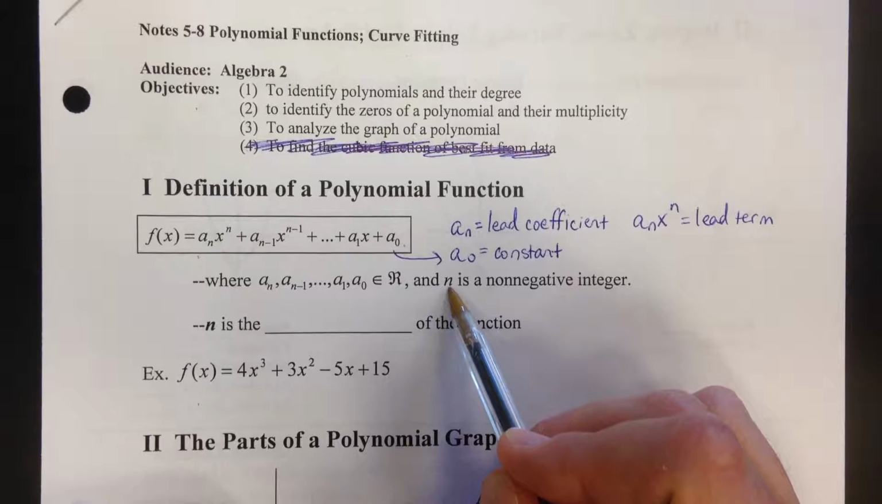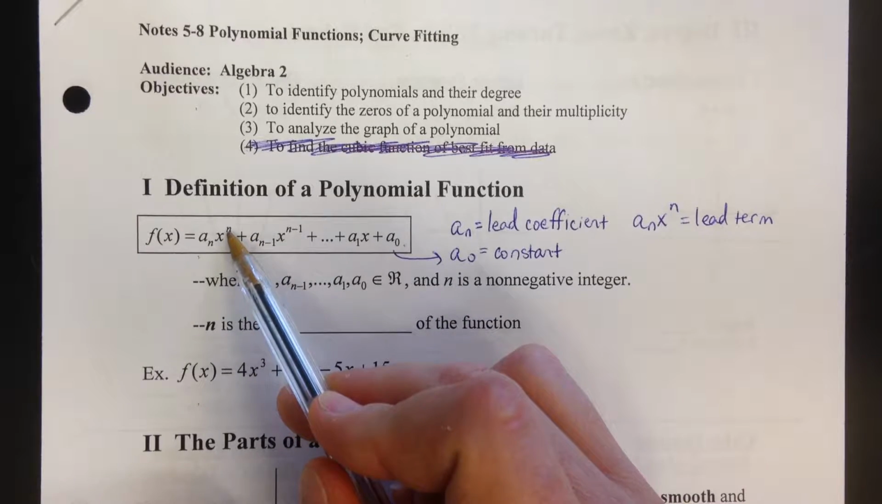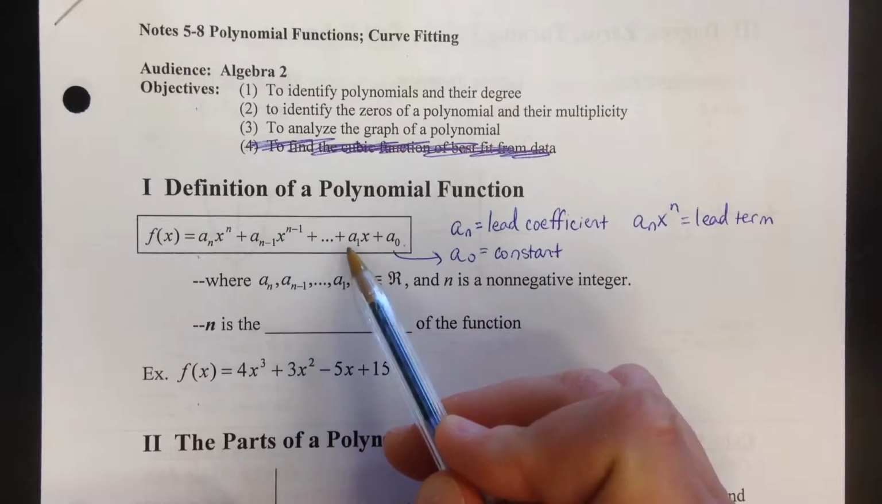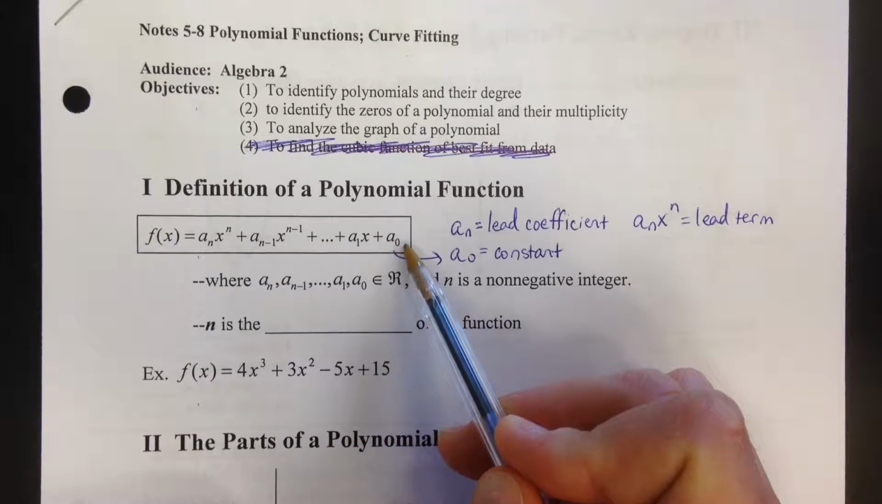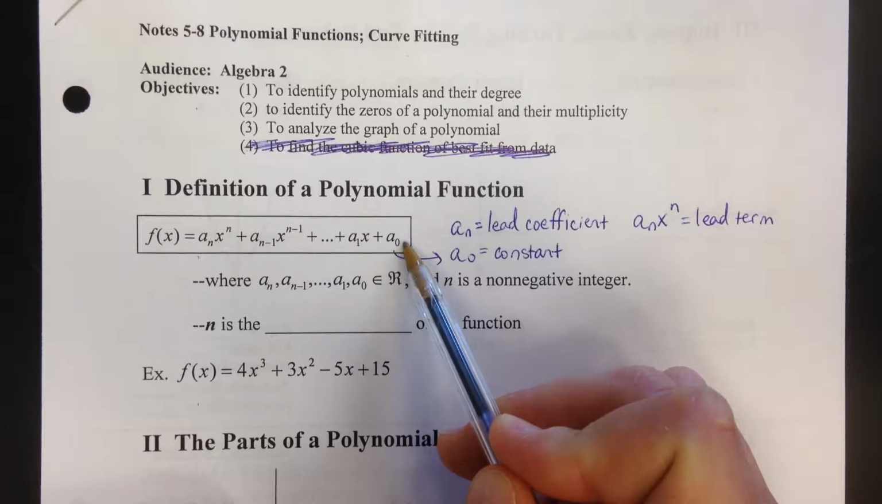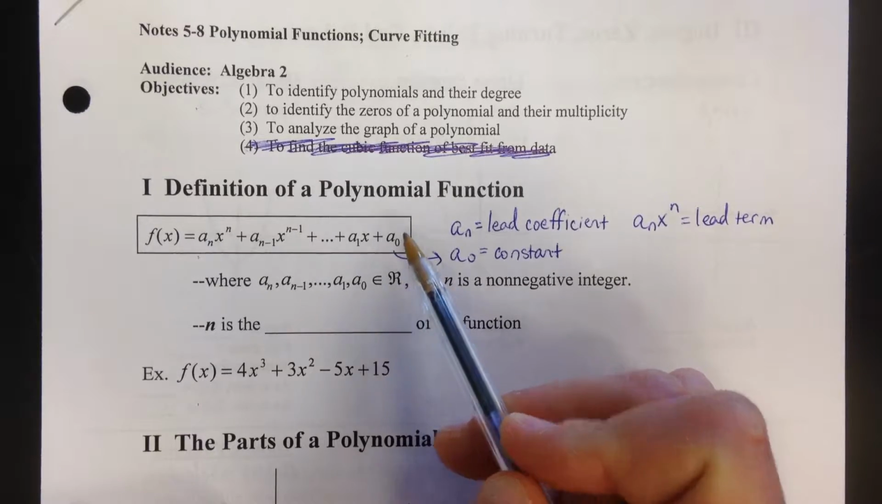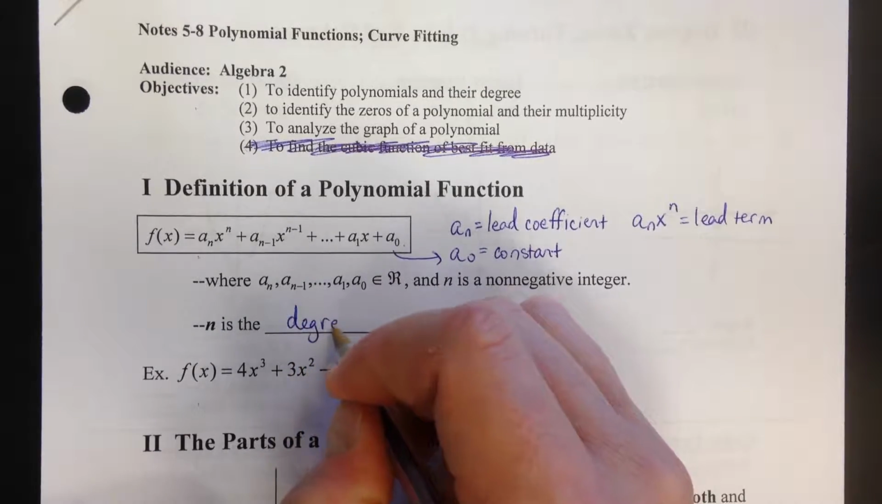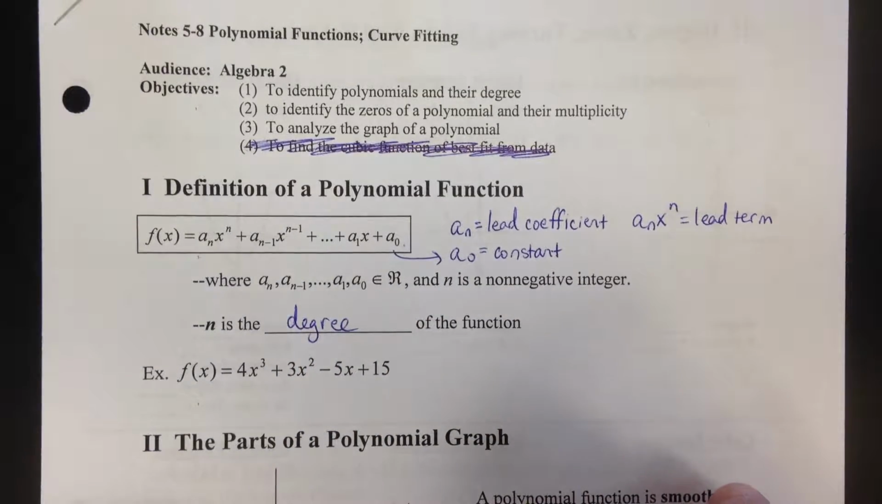So let's say n is 3. It would be x to the third, and then x to the 3 minus 1, that's x squared, and so on. X to the first. The constant, technically, it's x to the 0 because that's 1. Now we call n the degree of the function. N is called the degree.